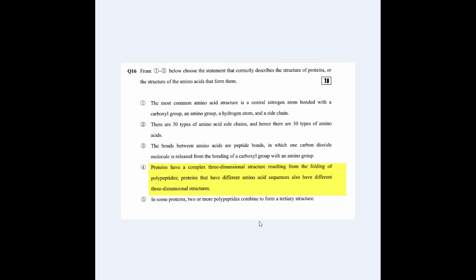16. From 1 to 5, choose below the statement that correctly describes the structure of proteins or the structure of amino acids that form them. The answer is 4. Proteins have a complex 3-dimensional structure resulting from the folding of polypeptides. Proteins that have different amino acid sequences also have different 3-dimensional structures.